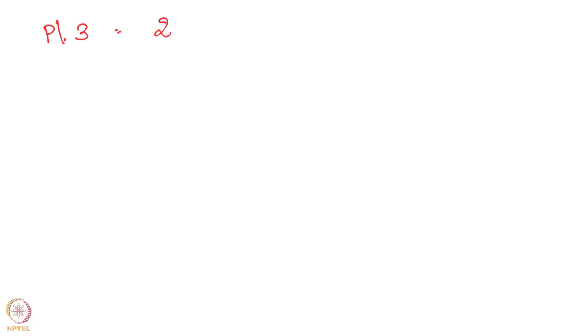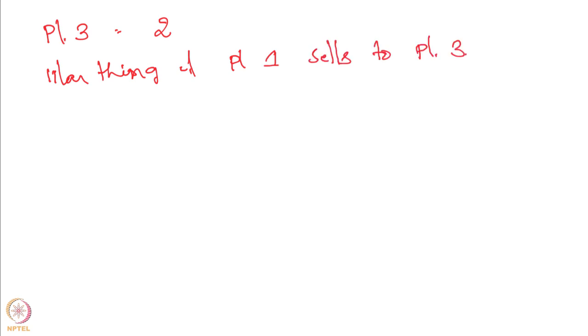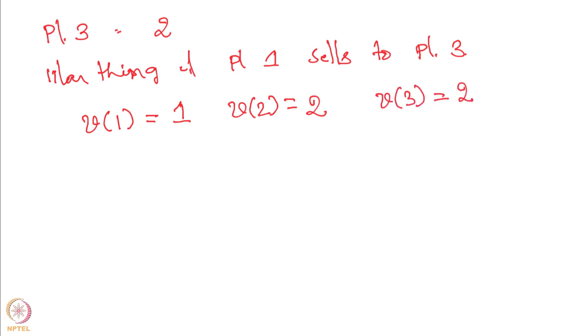So a similar thing for if player 1 sells to player 3, again the same kind of thing. So what we have got is the following: V of 1 is 1, V of 2 is 2, V of 3 is 2. So individually they have the houses, player 1 is valuing at 1 million and player 2 and player 3 have 2 million each with them.